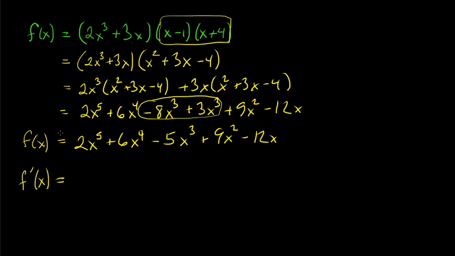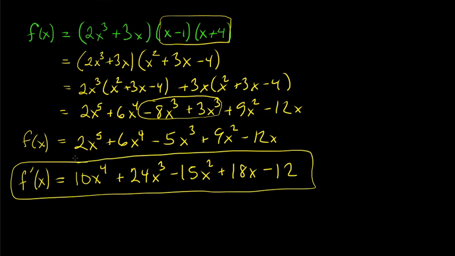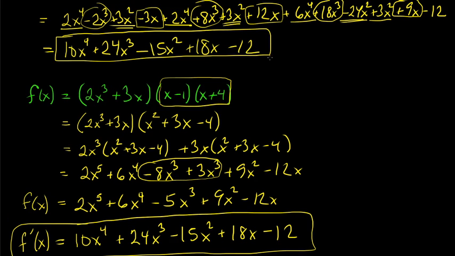You're just using the rules from section 2.2, namely the sum rule, constant times function rule, and the power rule, right? So the derivative of 2x to the 5th is 2 times 5x to the 4. So 10x to the 4. The derivative of 6x to the 4 is 24x to the 3. The derivative of negative 5x cubed is negative 15x squared. The derivative of 9x squared is 18x, and the derivative of negative 12x is negative 12. Right. And then there's the derivative. Compare that to what we had earlier, doing it the long way.